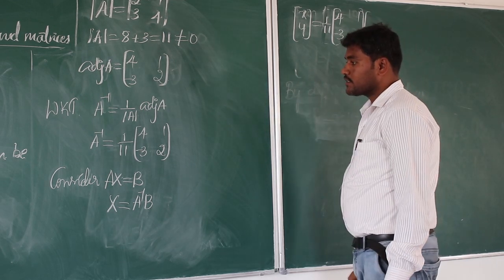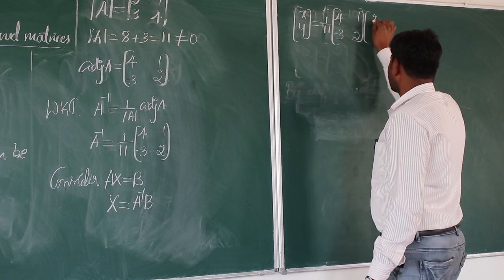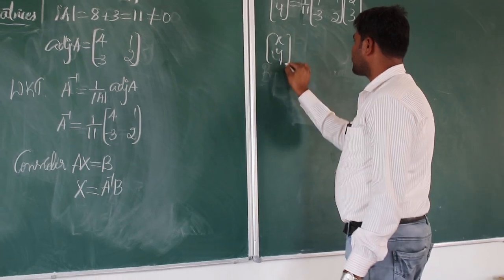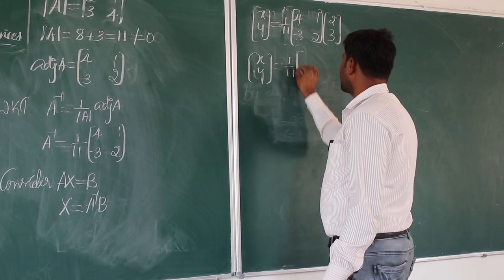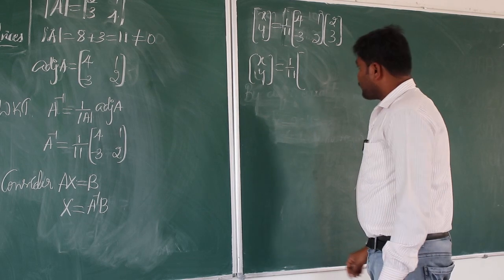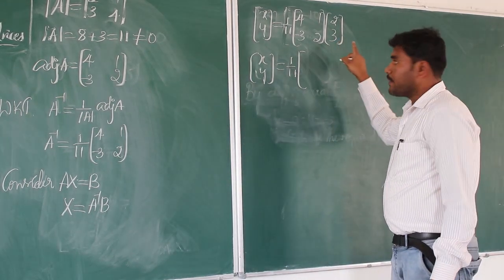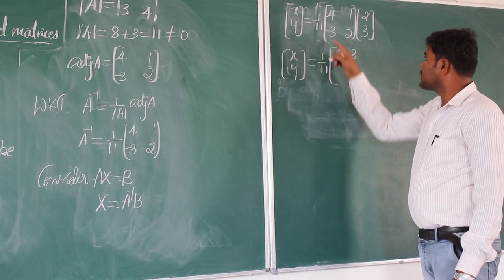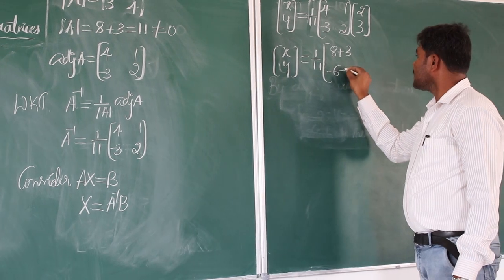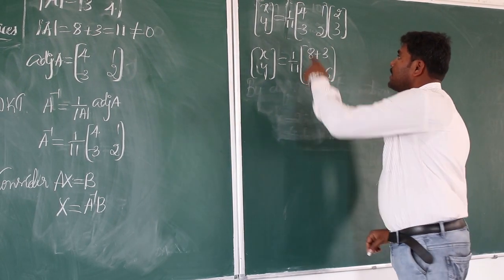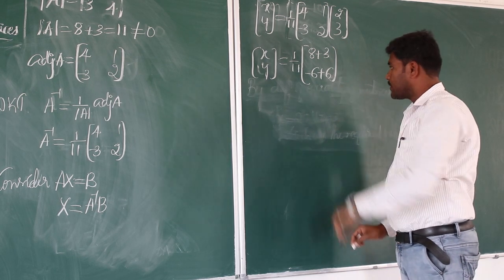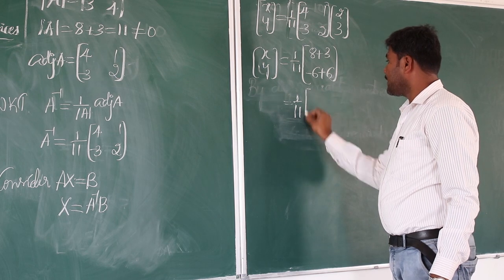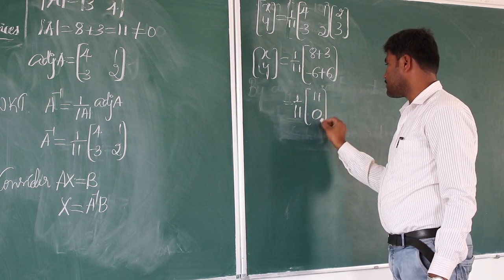Matrix is the constant matrix, with column elements 2, 3. Now matrix multiplication, so the variables x, y equal 1 upon 11 into a 2 by 2 matrix multiplied with a 2 by 1 matrix, so you get 8 plus 3, and next minus 6 plus 6. So minus 3 into 2, that is minus 6, plus 2 into 3 plus 6, that is equal to 1 upon 11 into 8 plus 3 is 11, minus 6 plus 6 is 0.